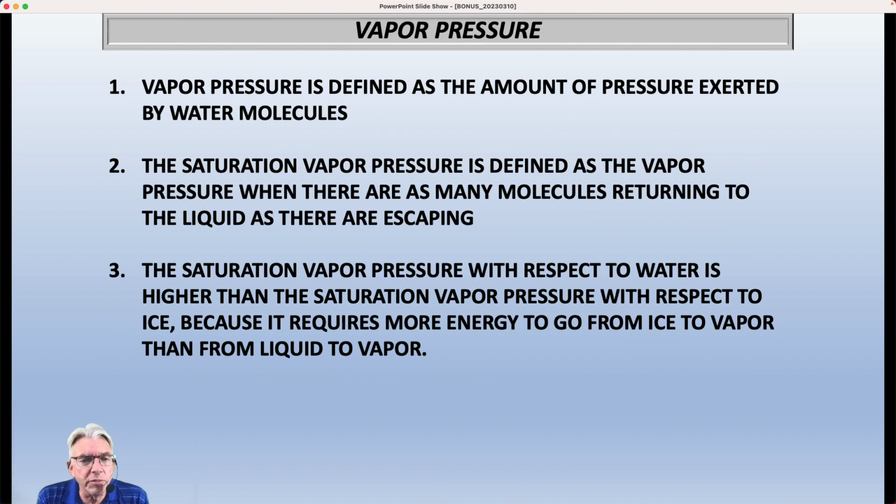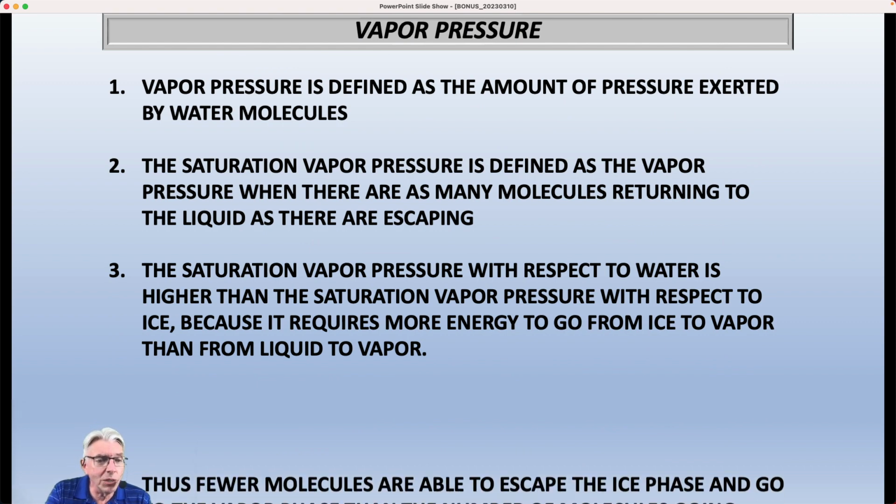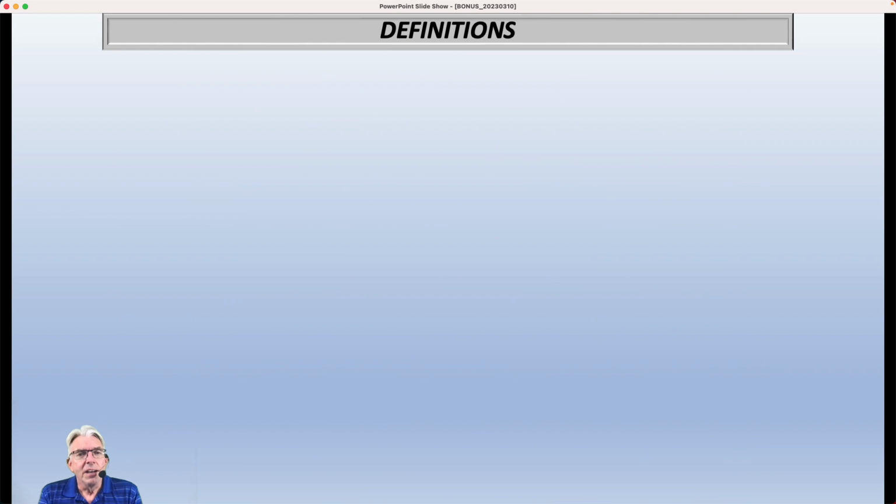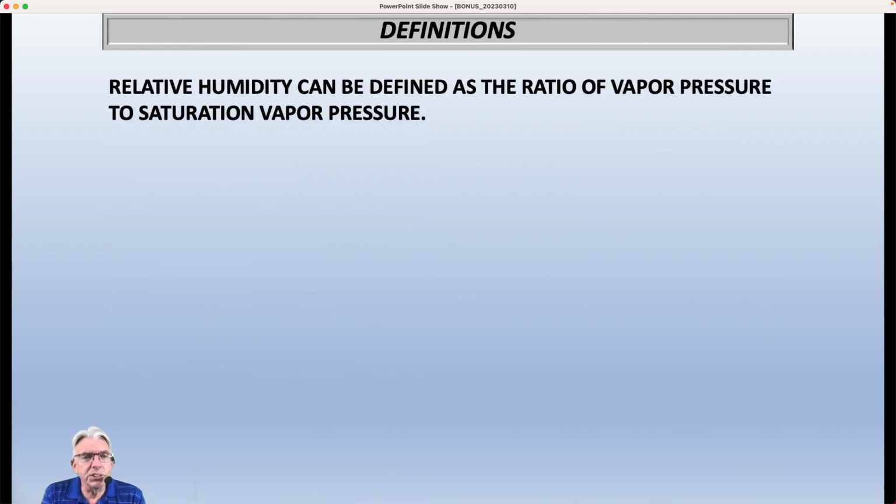So the saturation vapor pressure with respect to water is higher than the saturation vapor pressure with respect to ice because it requires more energy to go from ice to vapor than it does from liquid to vapor. So thus, you have fewer molecules that are able to escape the ice phase and go to the vapor phase than the number of molecules going from the liquid phase to the vapor phase. Okay? So now, let's get into some definitions.